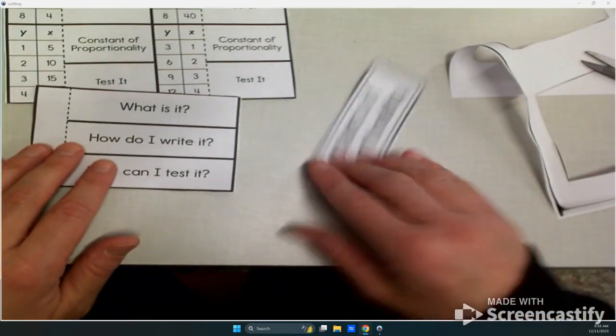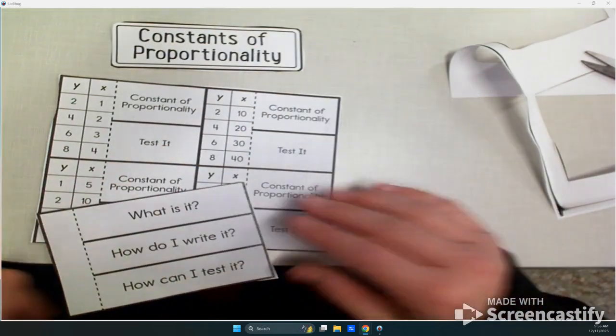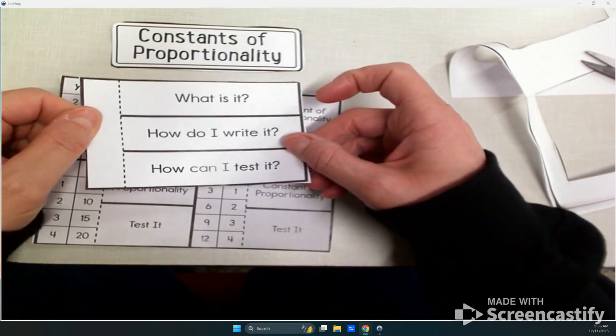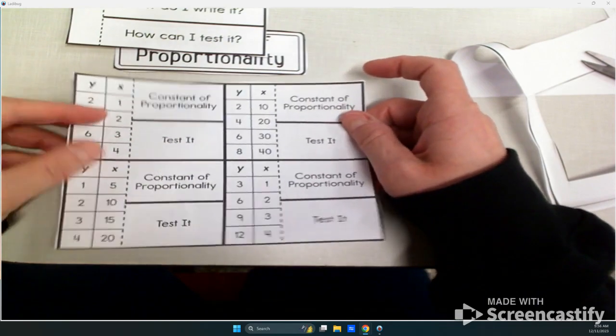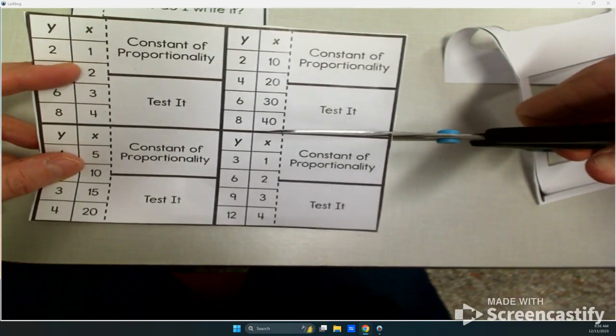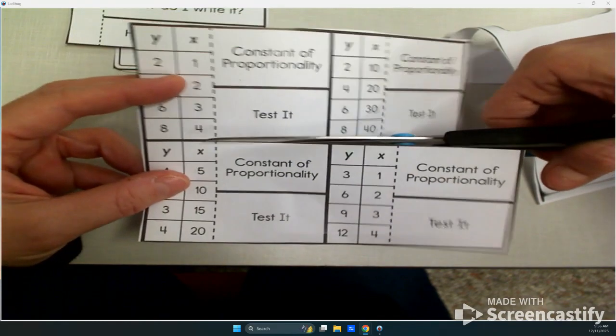So here I have cut out each of the pieces. This right here is just the fun little title. That'll go at the top of the page in your composition book later. This is a directions type question thing. And then this is like your tester. You can actually cut these out into 4 parts too, but just don't cut out the table. So I'll show you what it's going to be like.